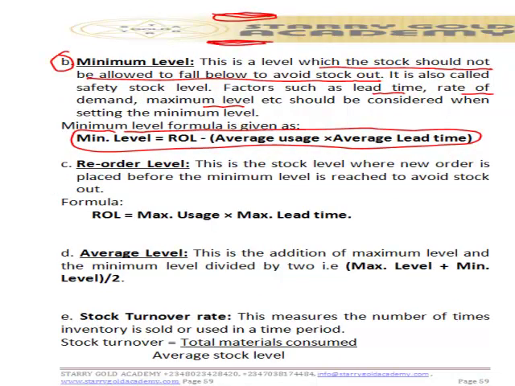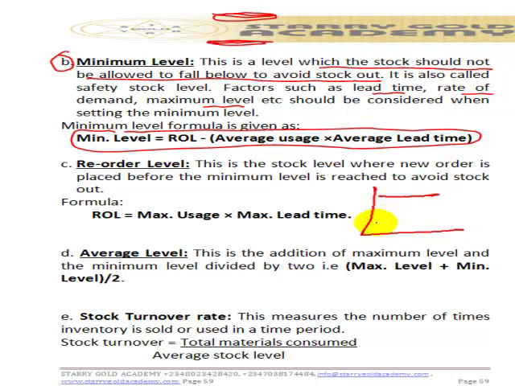itself is calculated as. Now, talking about the reorder level, it is the stock level where new orders are placed before the minimum level is reached in order to avoid stock out. So it means that it is the level inventories will fall to, then the organization will place an order. So the difference between the time the order is placed and the time delivery will be reached will serve as the quantity that will be used.